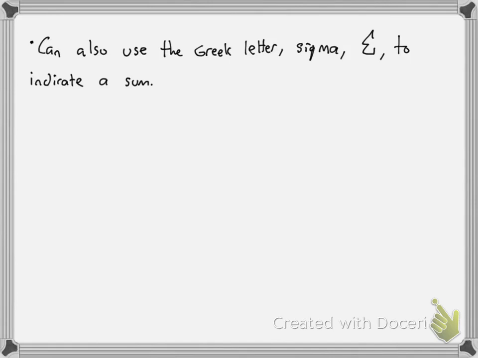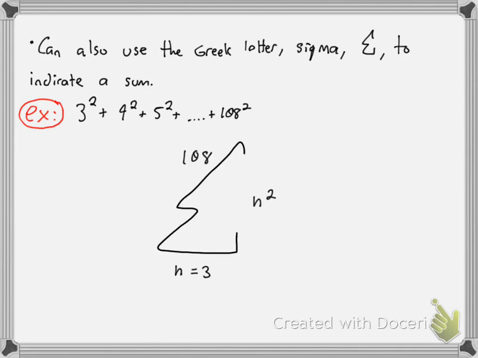I can also use the Greek letter sigma to indicate a sum. So even though this looks really fancy and really complicated, we're just going to focus on how you read these and then work with it from there. This is something, especially if you're going to take pre-calc, you want to be familiar with. For example, let's say I have the sequence 3 squared, 4 squared, 5 squared, all the way to 108 squared. I could rewrite this in sigma notation as this.